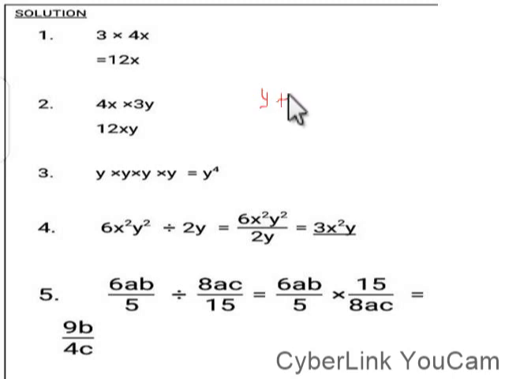Let's say y plus y, or when you are having y times y. How do you approach this? What is the difference between the two of them? When you have y plus y, you are actually adding them as a whole. That is y plus y. That will give us 2y.